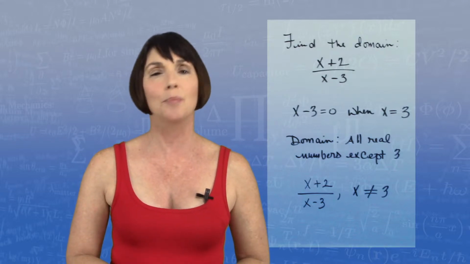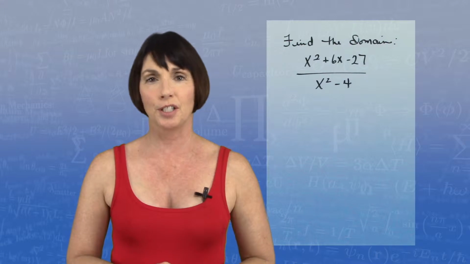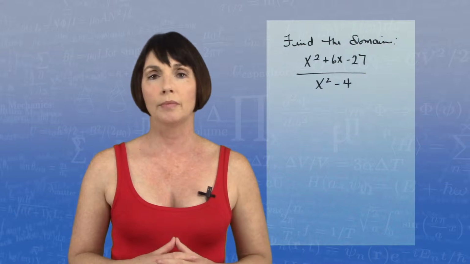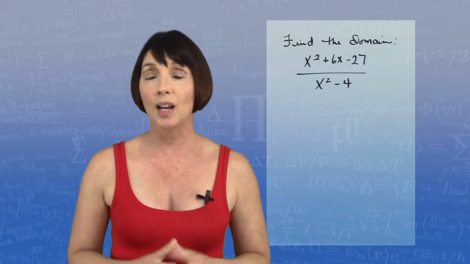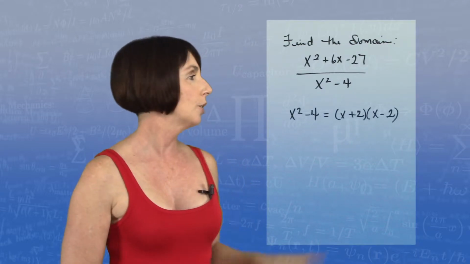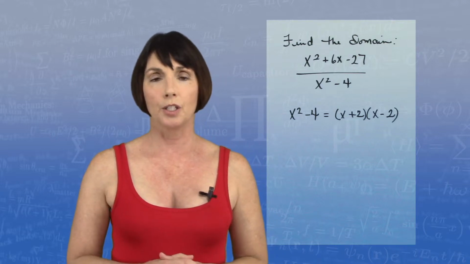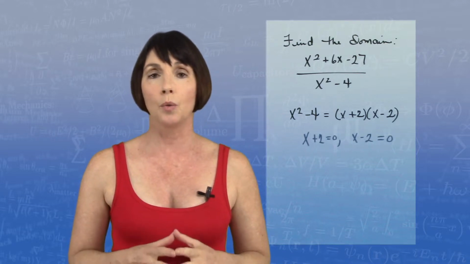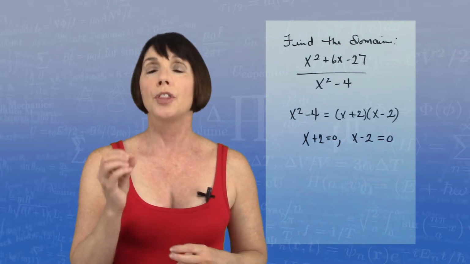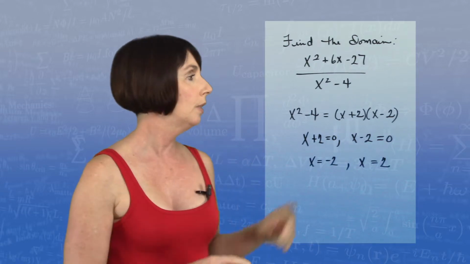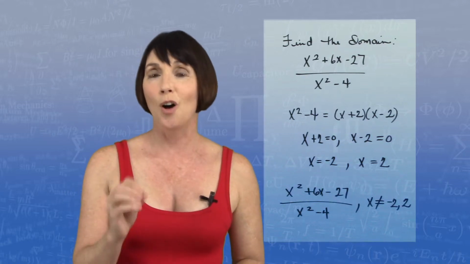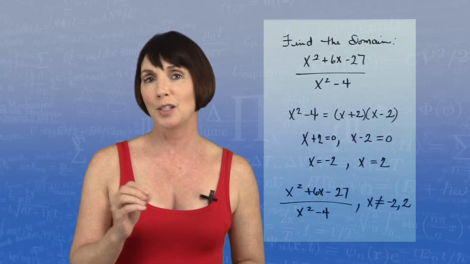Let's take a look at another example, a little bit more complicated. Here's our rational expression. X squared plus 6x minus 27 over x squared minus 4. We just need to look at that denominator and find out where it's 0. So let's factor it. X squared minus 4 factors into x plus 2 times x minus 2. So the denominator is 0 when x plus 2 equals 0 or when x minus 2 equals 0. So the denominator is 0 when x is equal to negative 2 or 2. So the domain of this rational expression is all real numbers except negative 2 and 2.